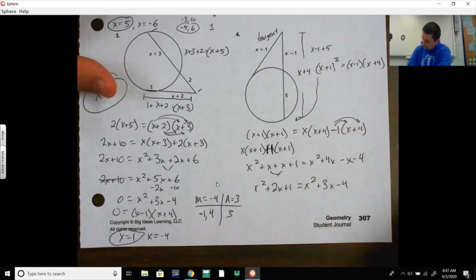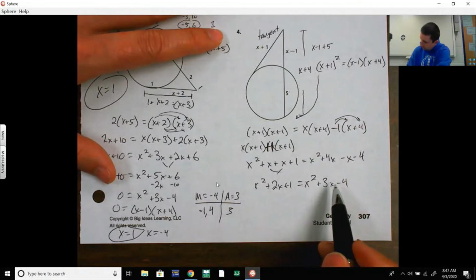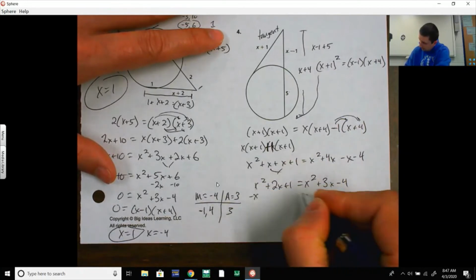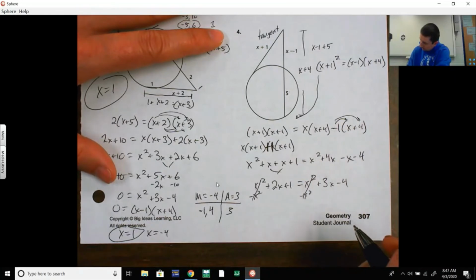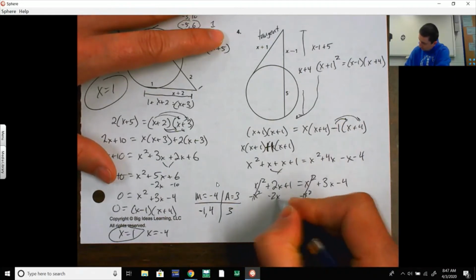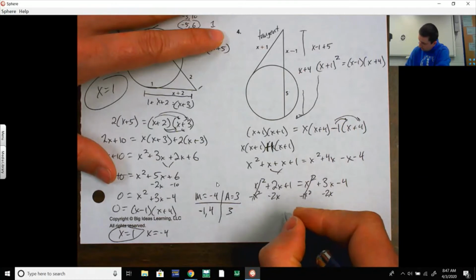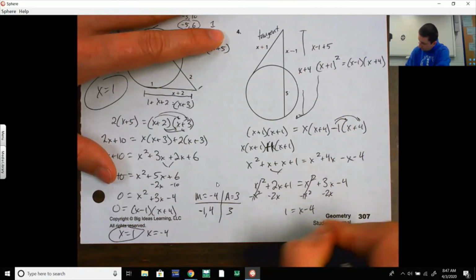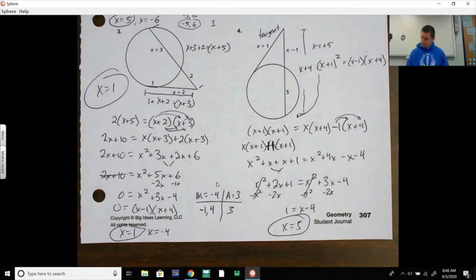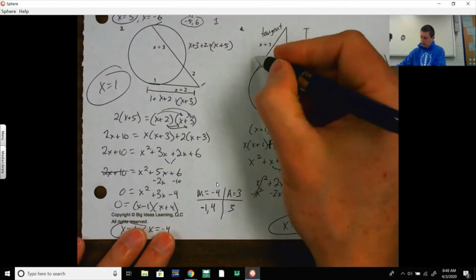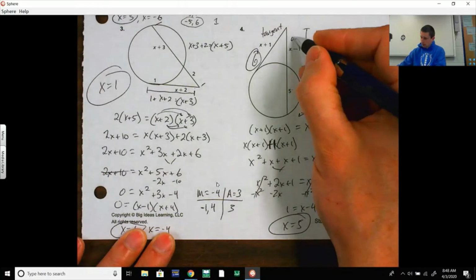Oh, we had a favor here. Okay, look at this. We got the x squareds, but look at what happens if you subtract x squared from both sides. They are gone. So now I'm going to minus the 2x over here. I get 1 equals x minus 4. Add the 4 over, x equals 5. Woo! You didn't have to factor. So x equals 5. So your tangent would be 6, and this part right here would be 4.